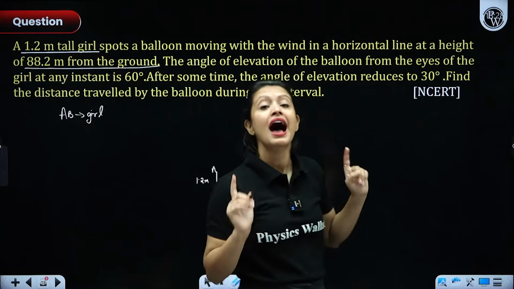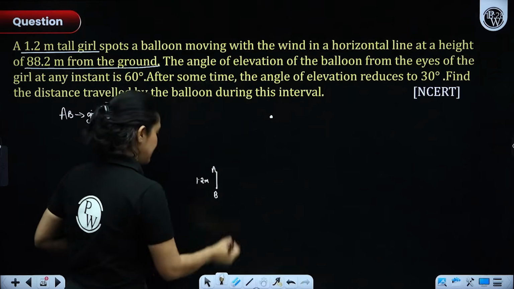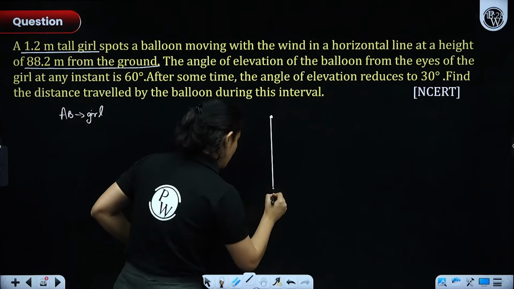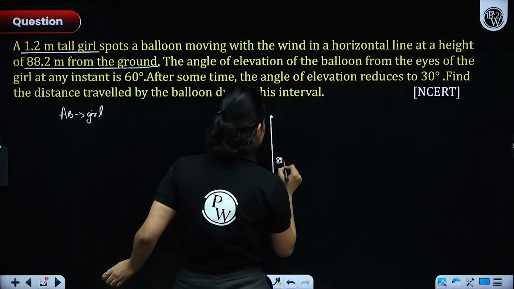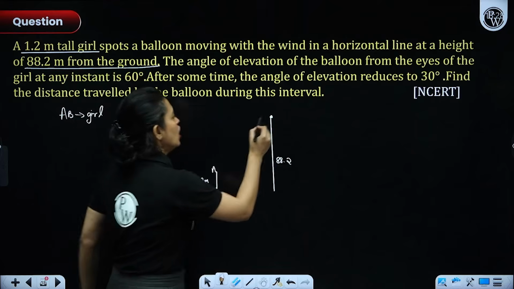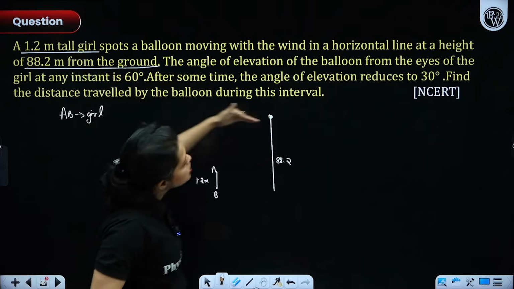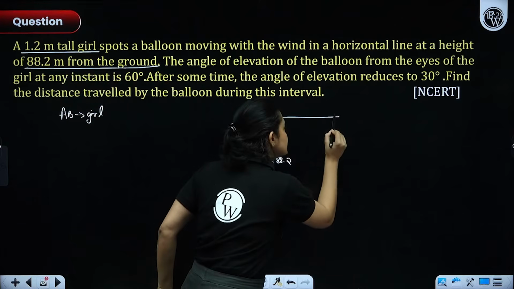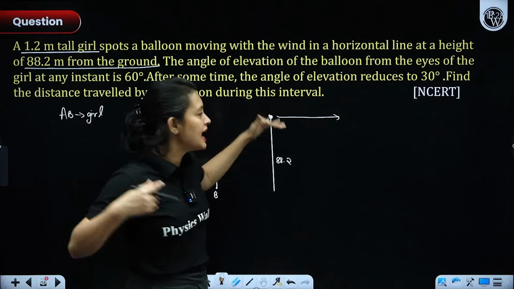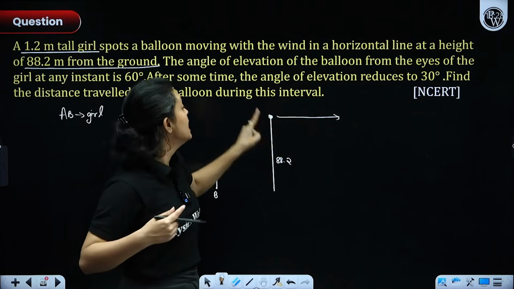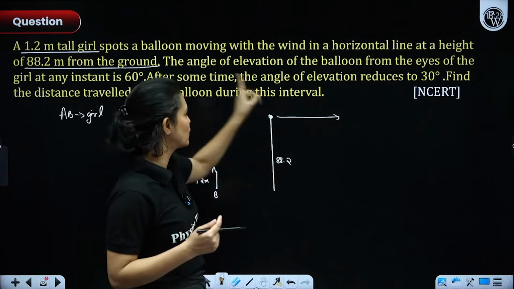What did I tell you about height of anything from the ground? The height is always perpendicular, right? So, they are saying that the distance of this balloon from the ground is 88.2 meters. Now, they have also said that this balloon here is moving horizontally. That means it is traveling like this only. It's not going up, it's not going down. It's just moving in a straight line like this. So, at every point in our question, the distance of this balloon from the ground is 88.2 meters. That is what they mean by this.